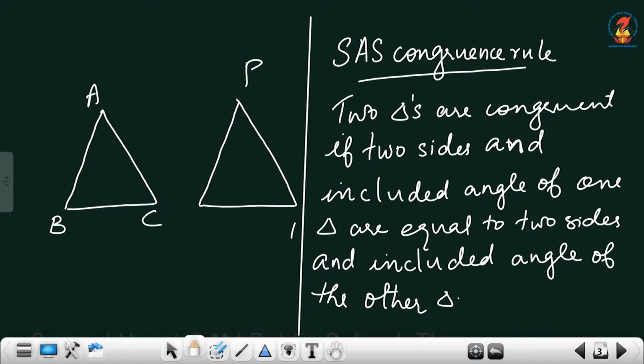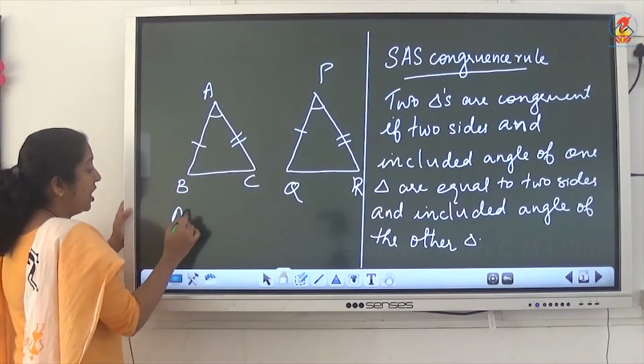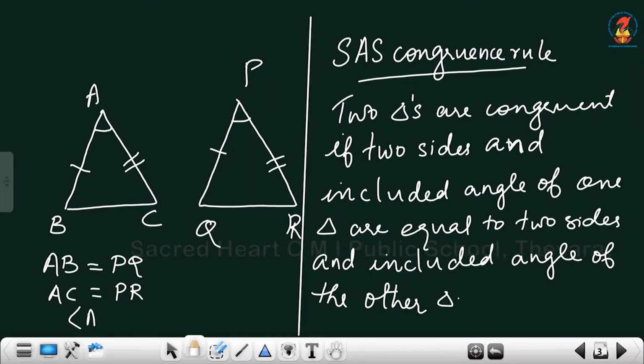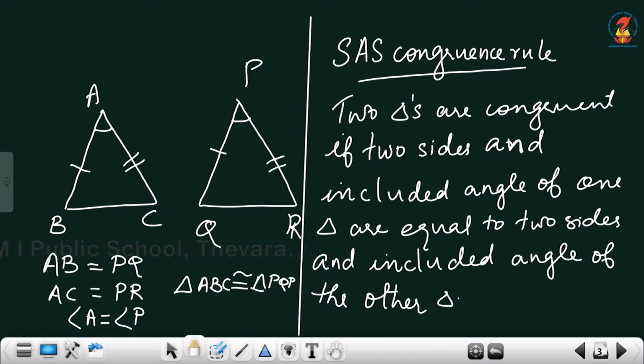Consider triangle ABC and triangle PQR. What it says is, two triangles are congruent if two sides and the included angle are equal: AB is equal to PQ and AC is equal to PR, and the included angle of these two sides is angle A, and of the other two sides is angle P. So, if AB is equal to PQ, AC is equal to PR and angle A is equal to angle P, then we can say triangle ABC is congruent to triangle PQR using SAS criterion.